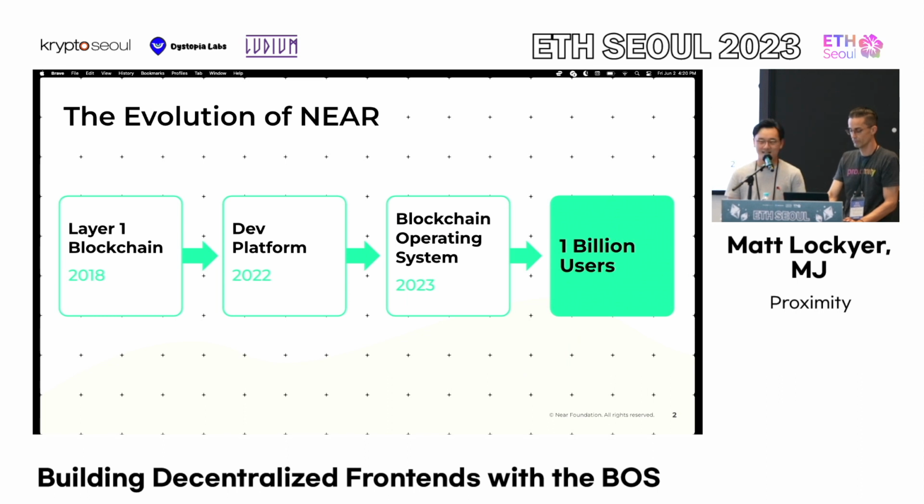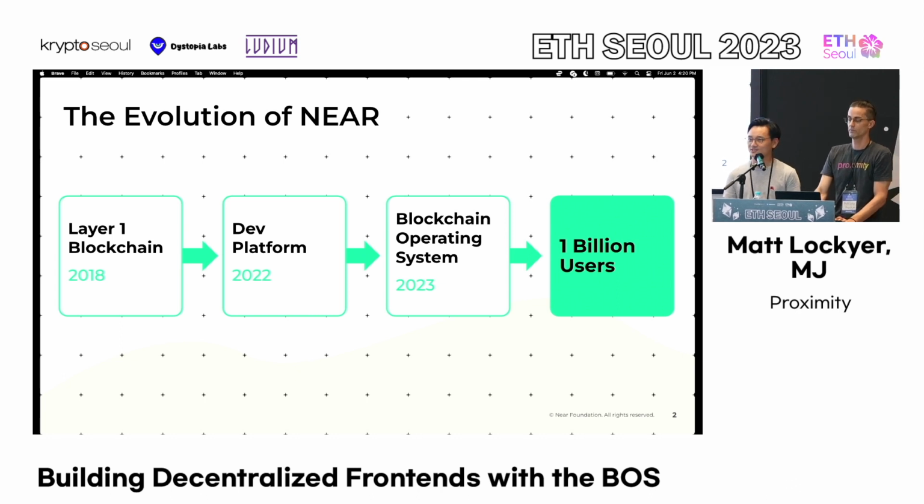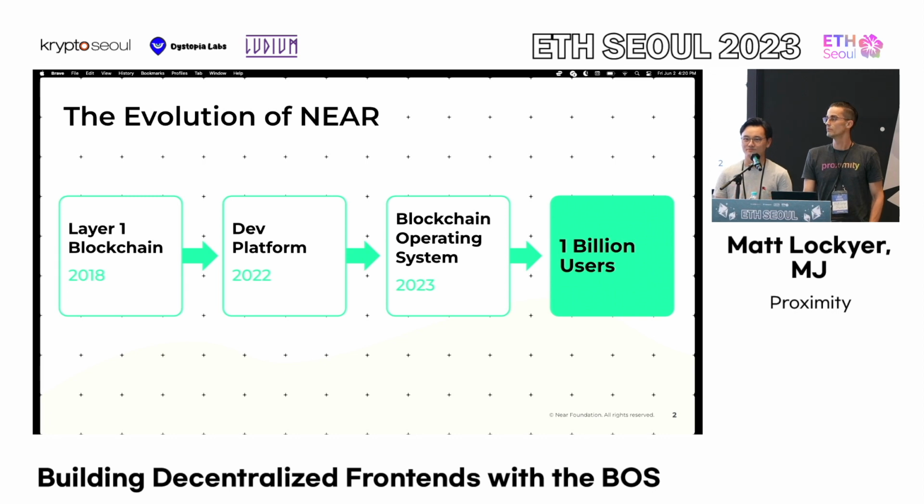So let's get started. Before that, just a few words on the Near blockchain. As you all know, Near started in 2018 as a layer 1 blockchain. We launched our mainnet in 2020. And since then, we have really been focusing on empowering developers by providing all the tools that developers might need for building their Web3 applications.